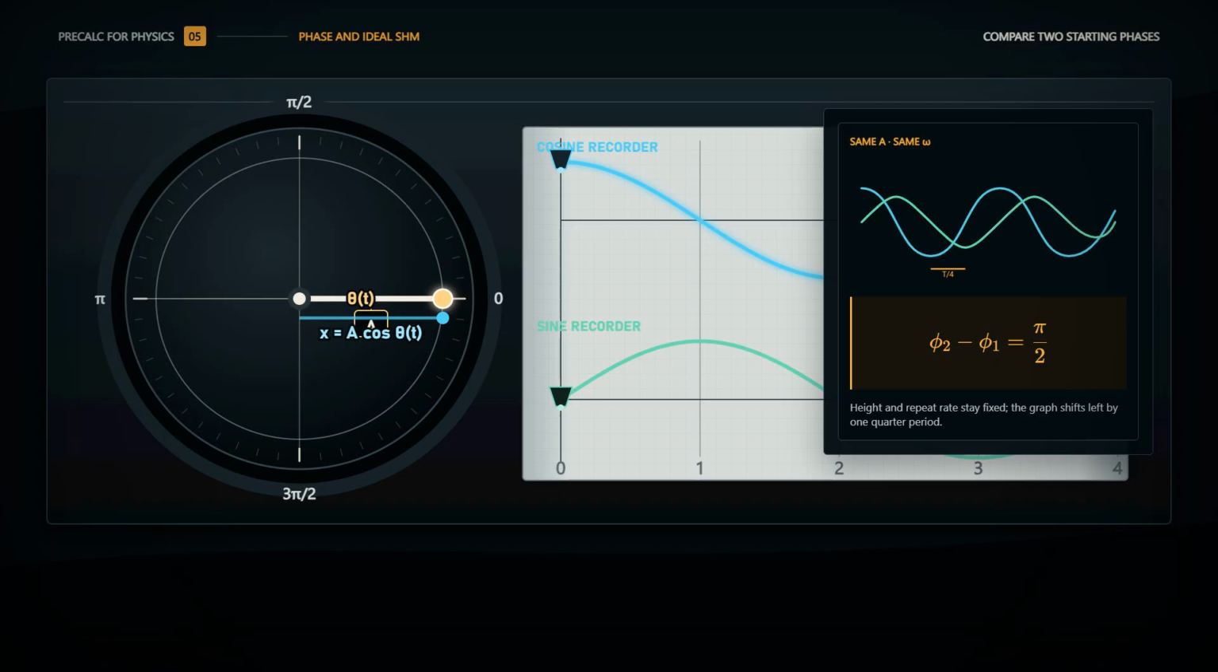Now compare two equal amplitude oscillations with the same omega. Give the second one phi equals pi over 2. It begins 1/4 cycle farther ahead. Its graph shifts left by 1/4 of the time period, while its height and repeat rate stay unchanged.